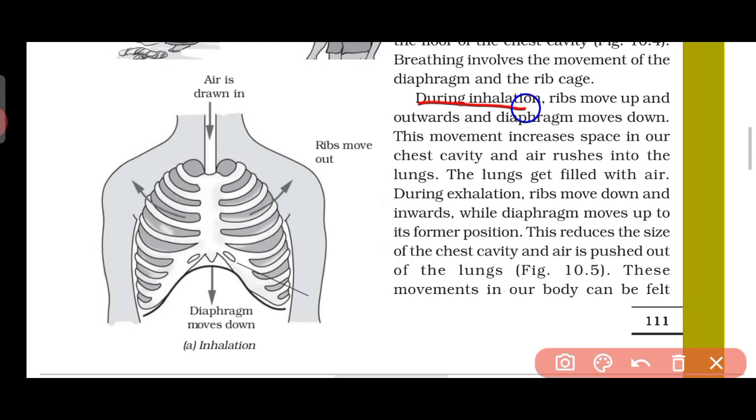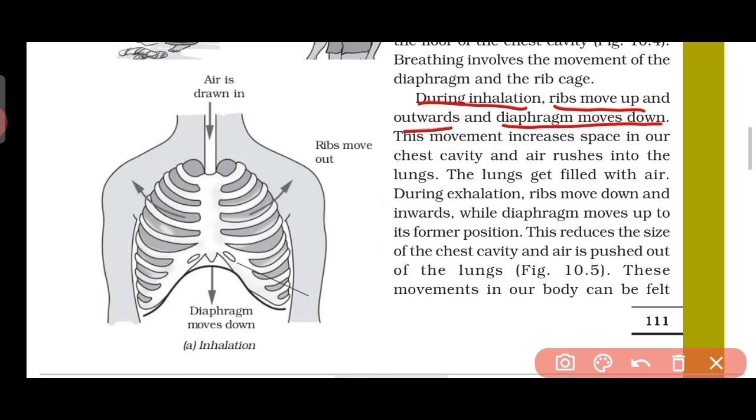Let us see how it moves. The ribs move up and outward. Look, the ribs are moving up as well as outward. You can feel it. Try to take a long breath, and you will feel that your ribs are moving up as well as outward. By doing so, they increase the volume to accommodate the air that we suck in.